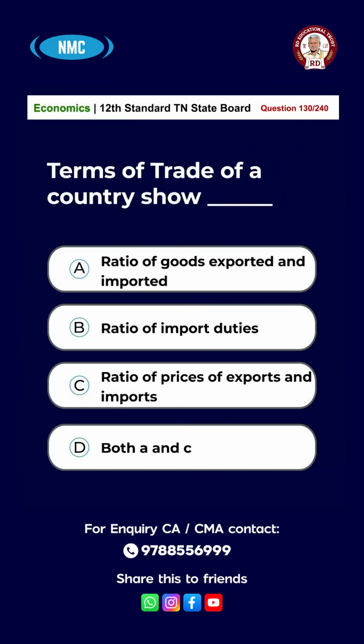Question number 130. The terms of trade of a country show A. Ratio of goods exported and imported, B. Ratio of import duties, C. Ratio of prices of exports and imports, D. Both A and C. The answer is option C. Ratio of price of exports and imports.